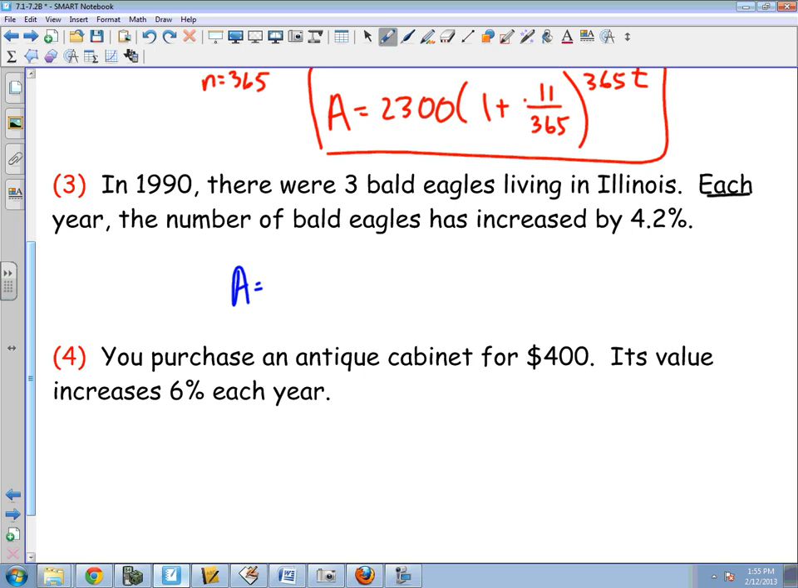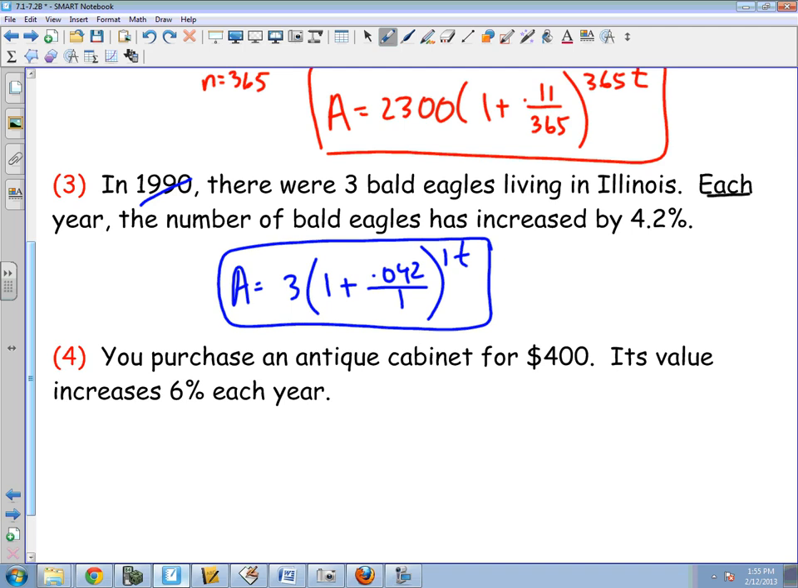So 1990 really doesn't come into play. It's just kind of there. But you got 3 bald eagles to start. You got a rate of 0.042 or 4.2%, compounding every year. So it's just like your simple exponential growth equation. The next, you purchase an antique cabinet for $400.